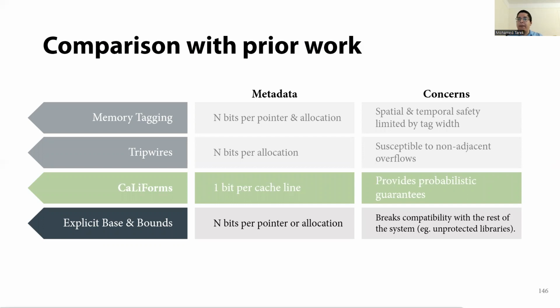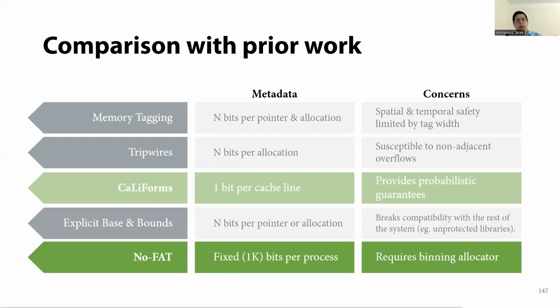Finally, explicit base and bound techniques such as Shakti increase pointer widths by extra bits to store the allocation bounds information. While such techniques provide high security coverage, the additional per-pointer metadata makes pointer operations more expensive and breaks compatibility with the rest of the system. In contrast, our permit listing solution, NoFat, has a fixed size metadata table per the entire process, just to store the allocation size used by each region, while maintaining strong security against adjacent and non-adjacent overflows when a binning allocator is used.